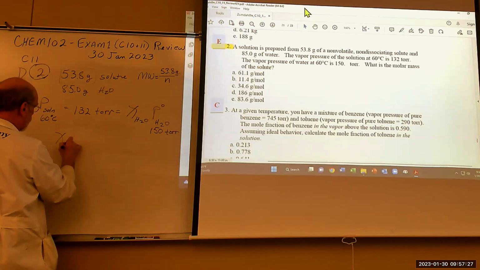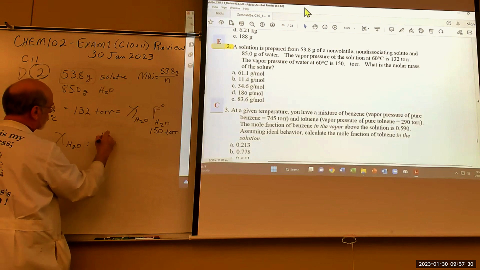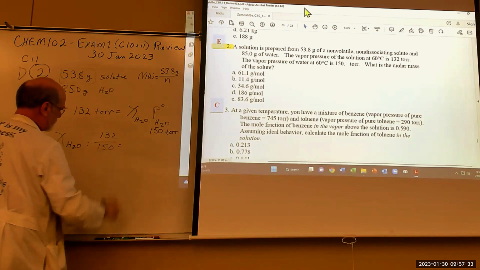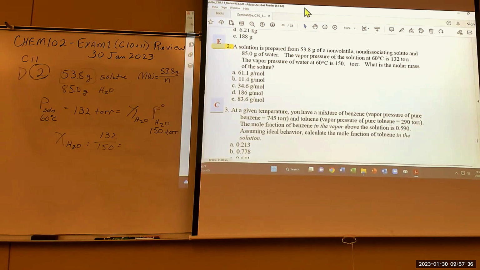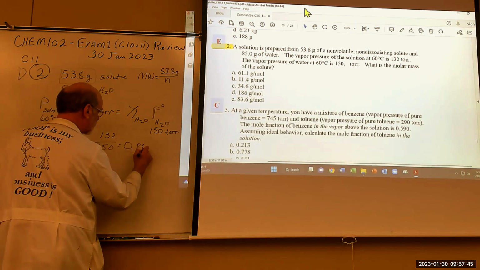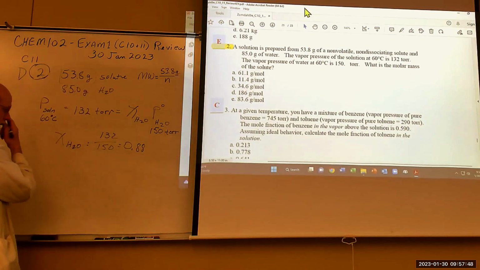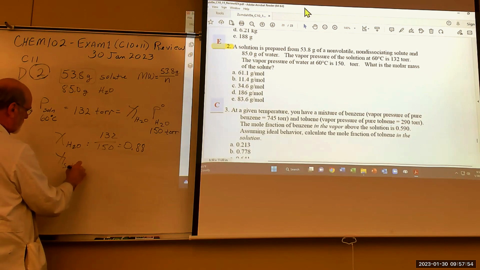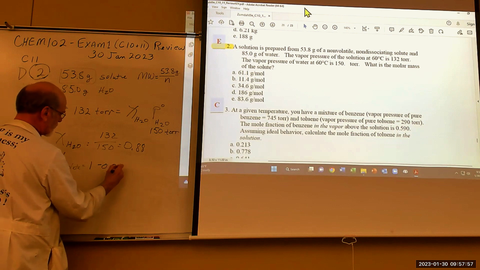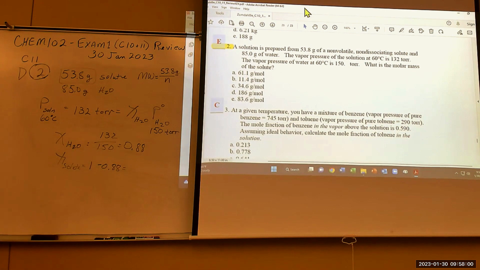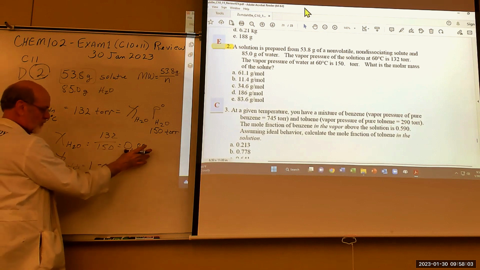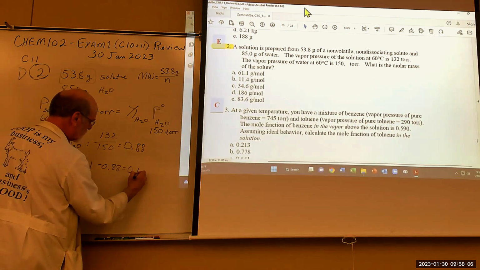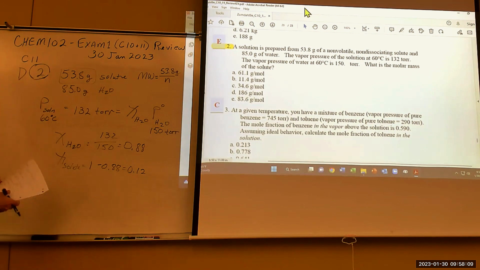Right? That'll give us the mole fraction of water. So the mole fraction of water is equal to 132 over 150. Let's calculate that. 0.88 is the mole fraction of water. So what's the mole fraction of the solute? 1 minus 0.88. Correct? You only got two components in there. If this is water, then the rest of it has to be 0.12.